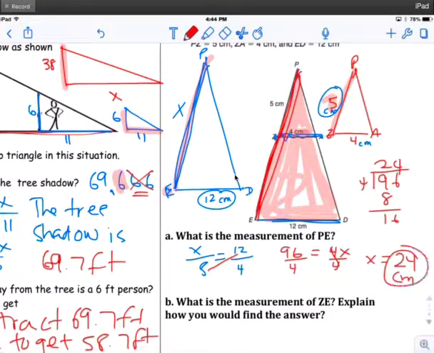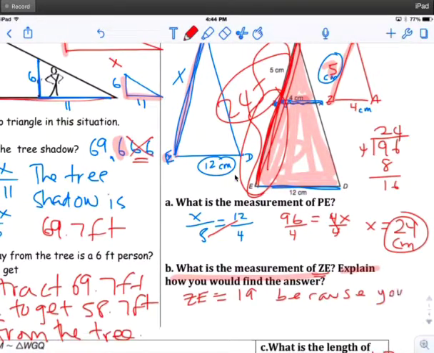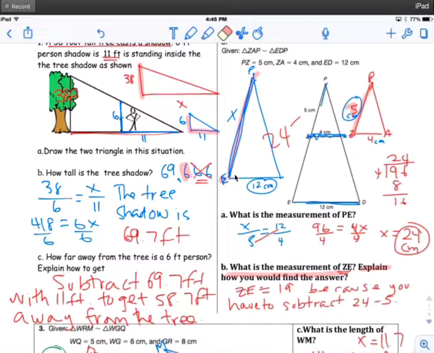24 centimeters. What is the measurement of ZE? ZE is this little piece. If this big piece is 24, you have to subtract this 5. So ZE is 19, because you have to explain how we get your answer. You have to subtract 24 minus 5, like I circled over here. I hope you can understand all this messy work. But anyways, if I didn't mark all this stuff, it's 24 minus 5 right there, and all this other work.